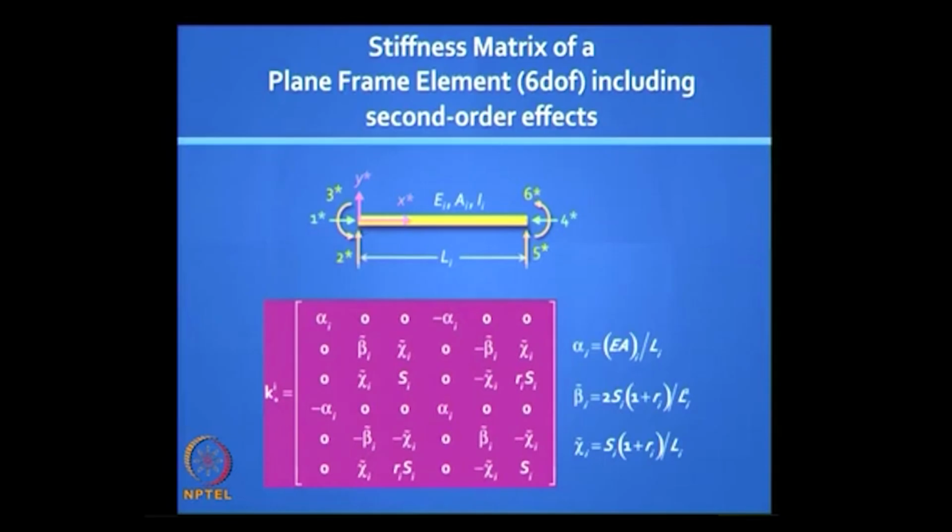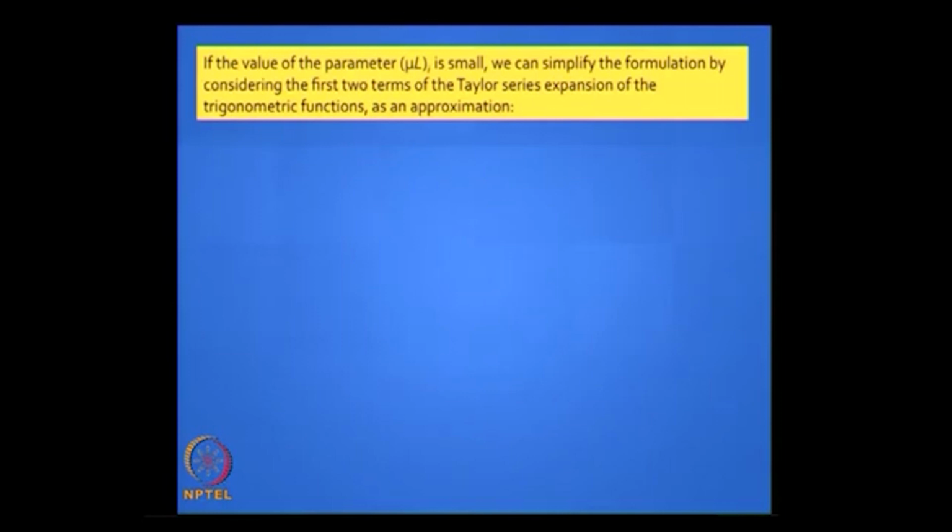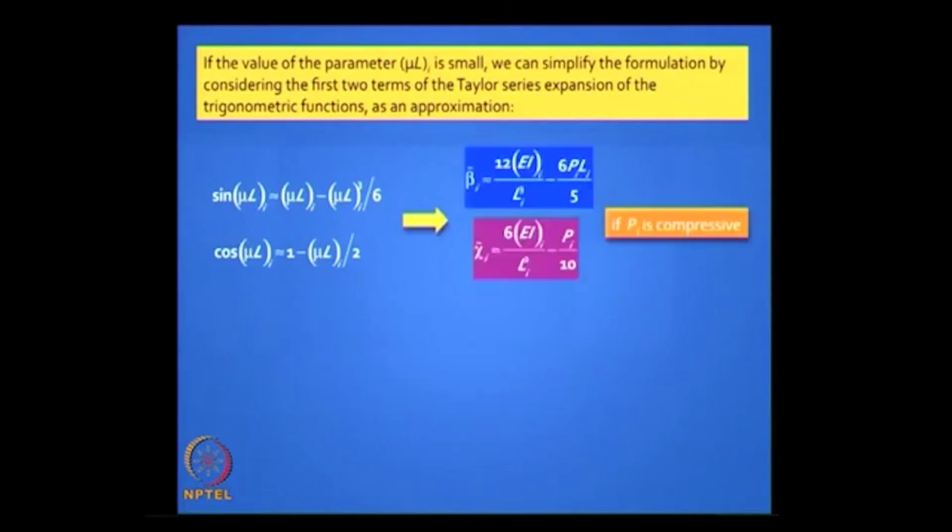So what is happening here is the axial stiffness is still not changing, it is still EA by L, but it is indirectly affecting the flexural stiffness components. So it takes this form, and if the value of the parameter mu L, what is mu L? Square root of PL squared by EI, then we can simplify the formulation by expanding these trigonometric functions in a Taylor series form, and so it takes this simple form. If you take the first two terms for a sine function and a cosine function and you plug in these values in the stability function, you get a very beautiful result. You have only two terms and you have a kind of a constant, a linear relationship with pi. So that makes the whole thing very simple.